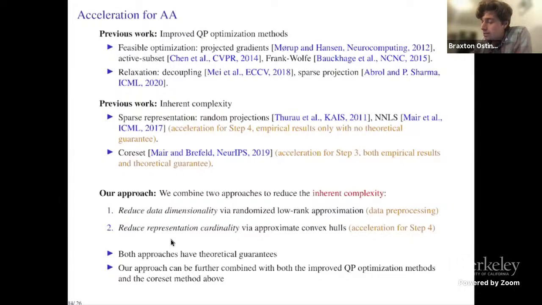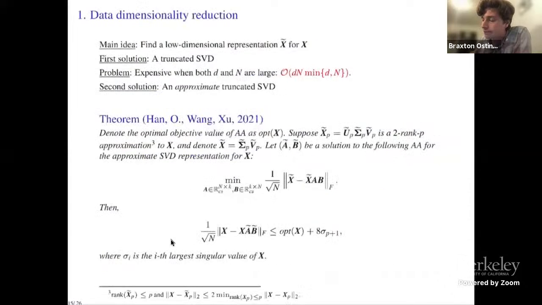And what's nice is that you can combine this approach with the above, the improved QP optimization methods here, or these kind of core set methods here, if you want to further speed this up. Okay, so these can be combined with the previous work. Okay, so first I'll talk about the data dimensionality reduction part of this.